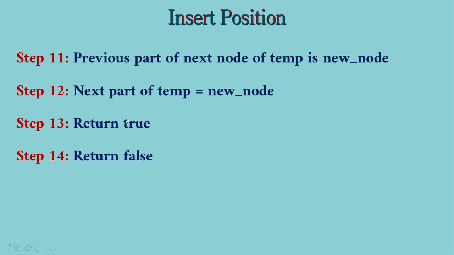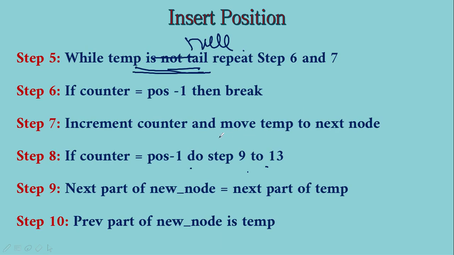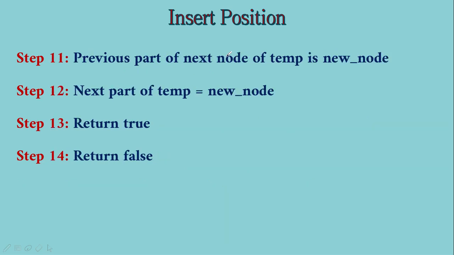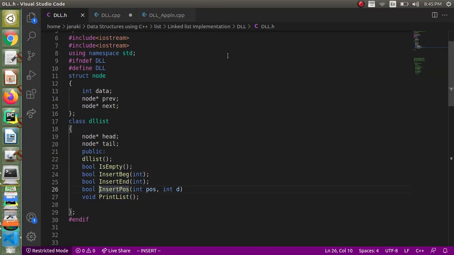When we will return false is, that is if the condition is not met, right? That is, if your counter is not equal to position minus 1, then you can understand that the loop has terminated because temp has become null. In that case, the position is not valid, so you will return false. So let's see the implementation of this code.